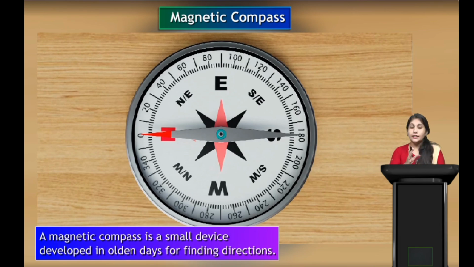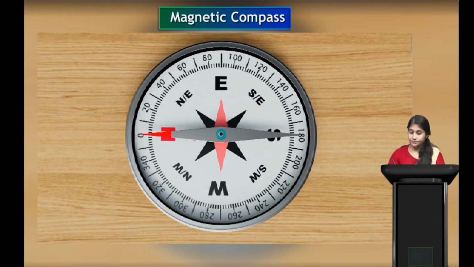So this magnetic compass is a kind of small device which was developed in the ancient times in order to find the directions. In the olden days, in order to find the directions, this magnetic compass device was invented. Okay.